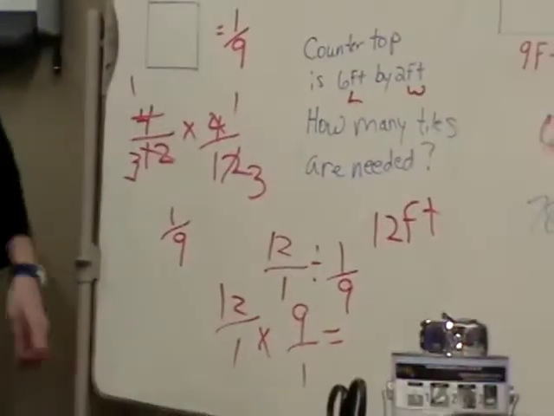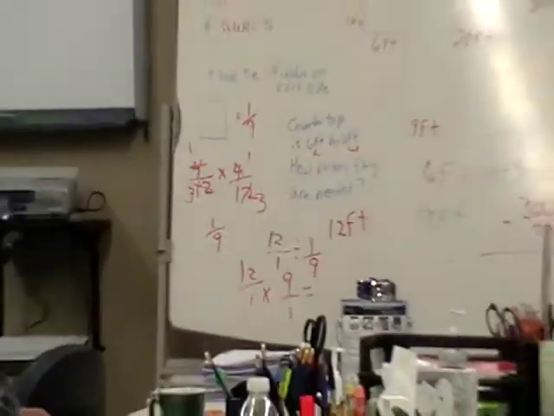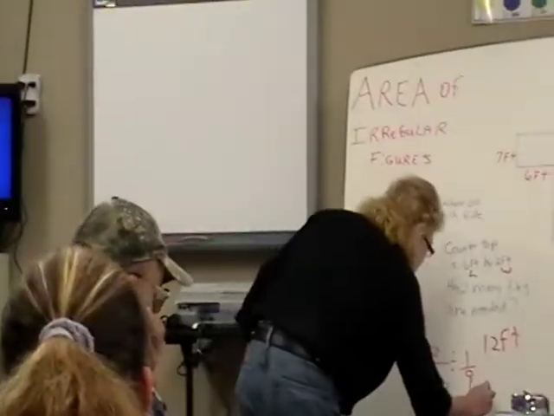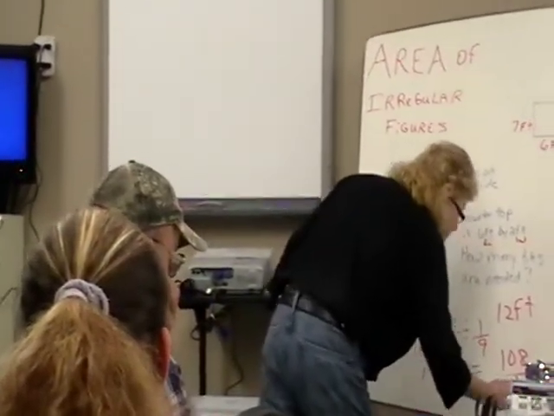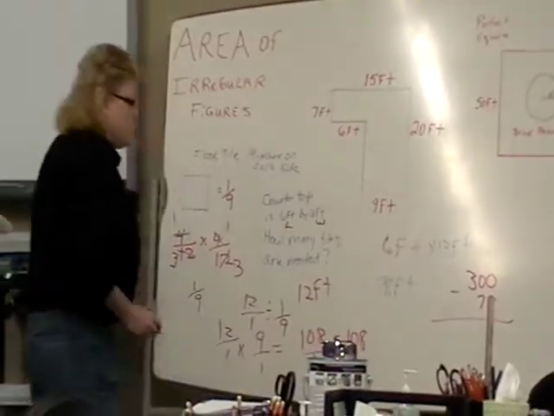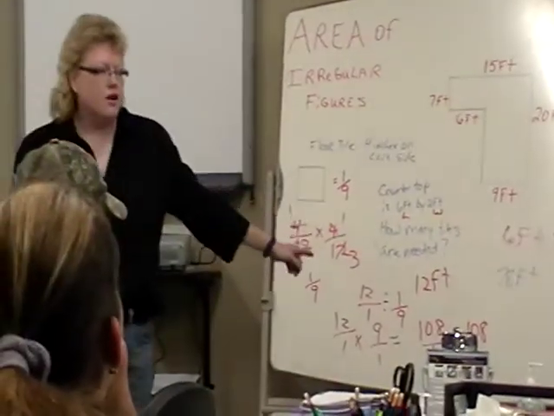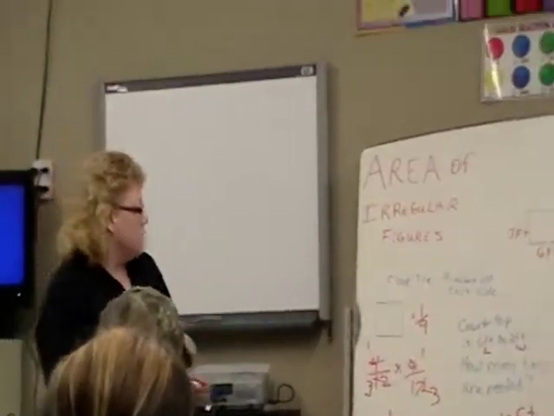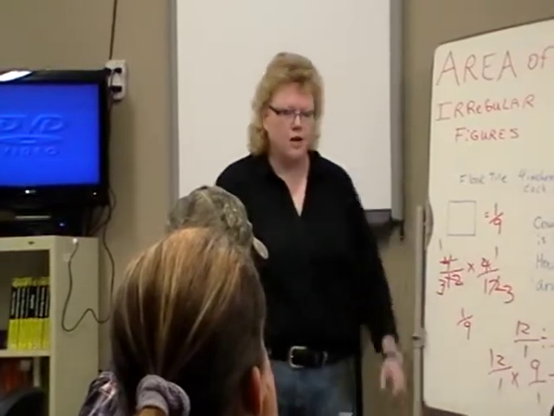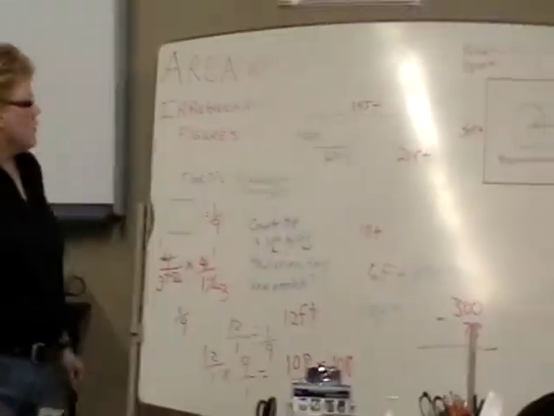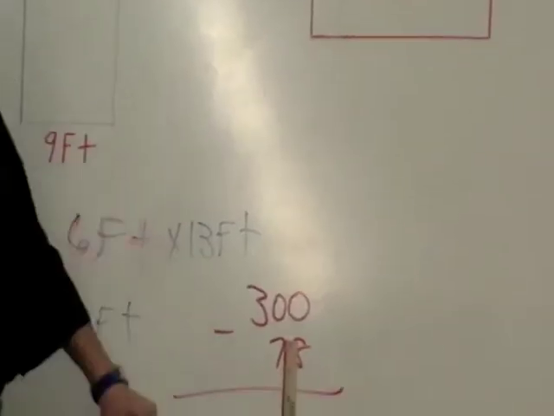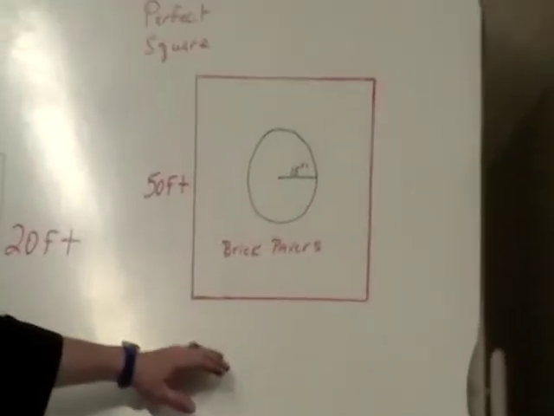So what's 12 times 9? 108. 108 over 1, which is the same as what? 108. So that tells me I gotta go buy 108 floor tiles if I'm going to cover this countertop. Good stuff, right? Okay. We got one more example before I start explaining to you what we're gonna do in the activity.